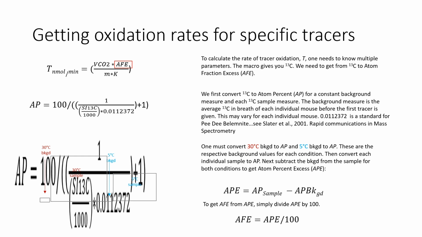The background carbon-13 value is the average of carbon-13 in the breath prior to the administration of a carbon-13 tracer. This average must be converted to atom percent following the formula using PDB as a standard for the carbon-13 to carbon-12 ratio. Each individual sample measurement must also be converted to atom percent. Once all sample values are in atom percent, we can subtract the background atom percent from each sample atom percent to give us the atom percent excess. To convert atom percent excess to atom fraction excess, we simply divide by 100.